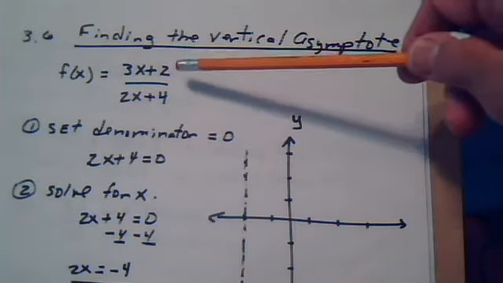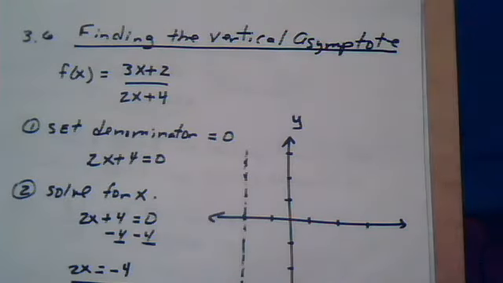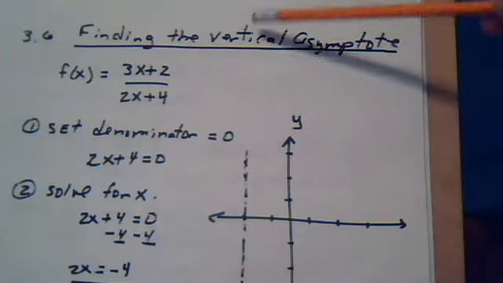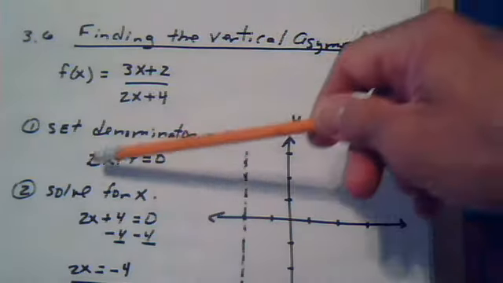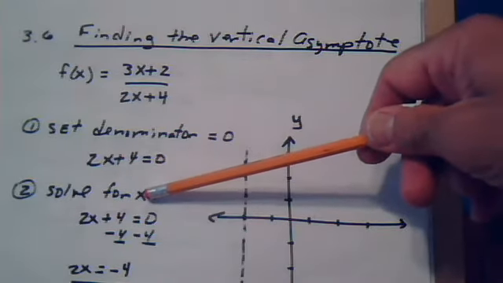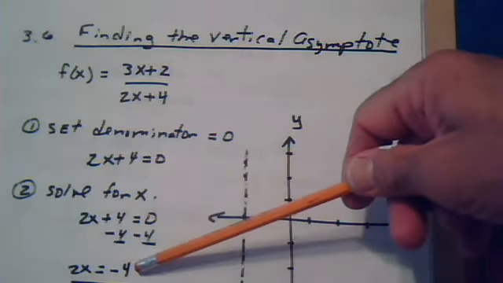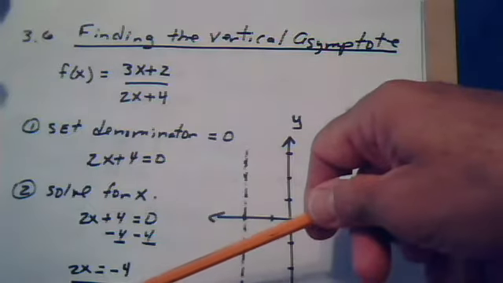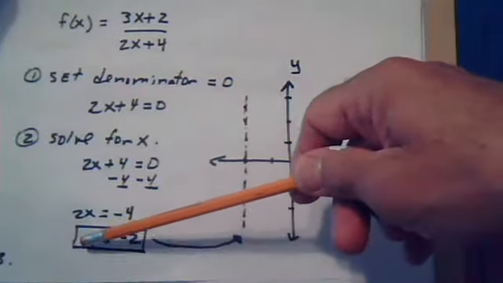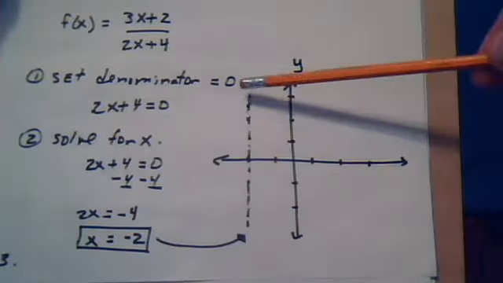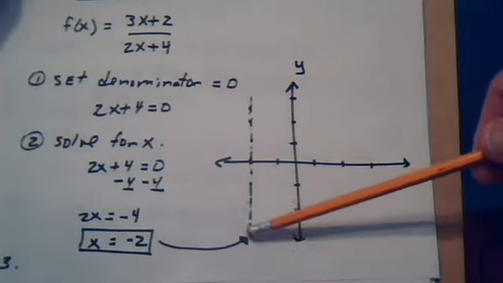Here's an example of a rational function. We're going to find the vertical asymptote, and you do that by setting the denominator equal to 0 and then solving for x. So the equation for this vertical asymptote is x = -2, which is this broken line at the -2 mark.